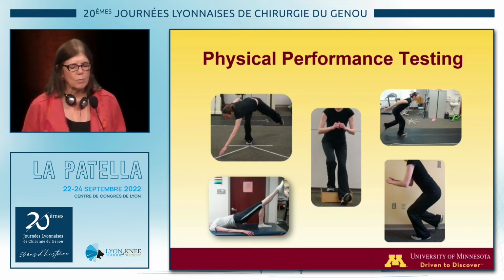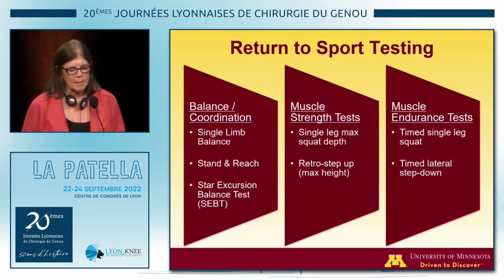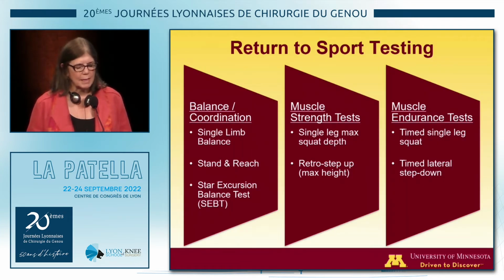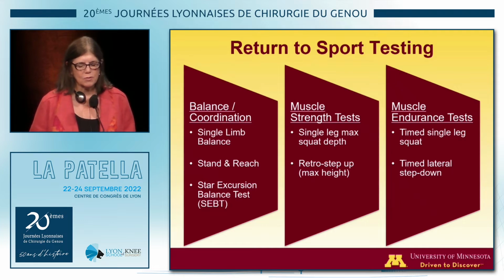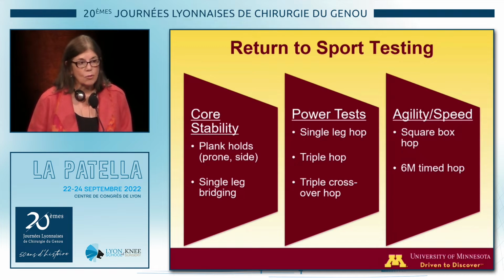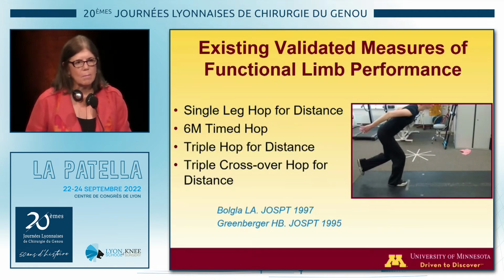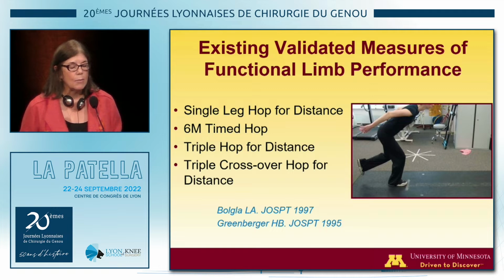Well, we all know that physical performance testing tends to be the key of return to sport in regards to timing. And there's many ways to do this. We can look at balance, coordination, we can look at muscle strength tests, and we can look at muscle endurance tests. And we have core stability, which we know is important for all athletic performance, but particularly oftentimes not present in patellofemoral patients. We have power tests and agility tests. I wanted to point out that many of our existing tests depend on limb symmetry index, and we have a lot of tests that come to us from the ACL world.